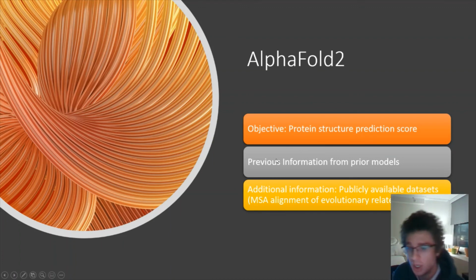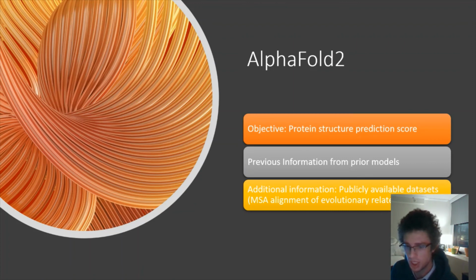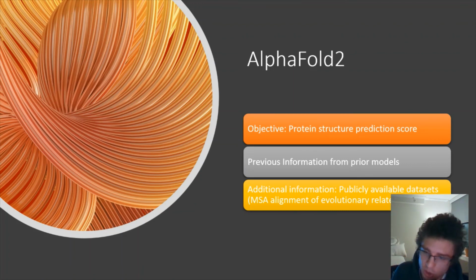But the key to why it hit the news so heavily was that they used other publicly available datasets. Basically, they used not just the information they were given in the competition, not just one protein sequence, but the database of all the other protein sequences related to that one sequence. So they were able to really use that publicly available data in order to improve their models.